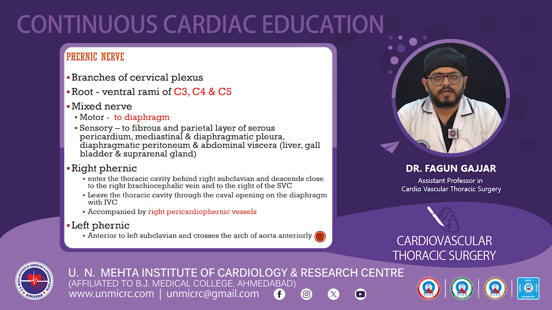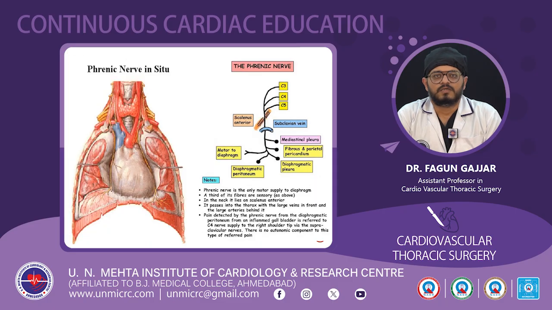The right phrenic nerve enters the thoracic cavity behind the right subclavian and descends close to the right brachiocephalic vein and to the right of the SVC. It leaves the thoracic cavity through the caval opening of the diaphragm with the IVC. It is accompanied by the right pericardiophrenic vessels, while the left phrenic is anterior to the left subclavian and crosses the arch of aorta anteriorly. This figure represents the course of the phrenic nerve as well as its branches.